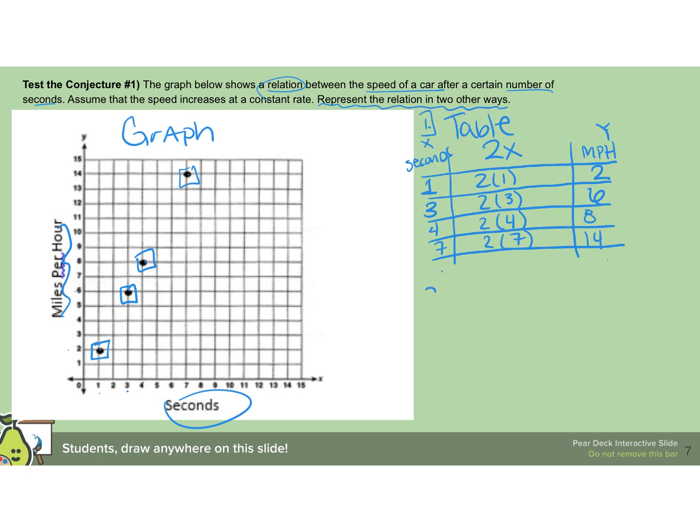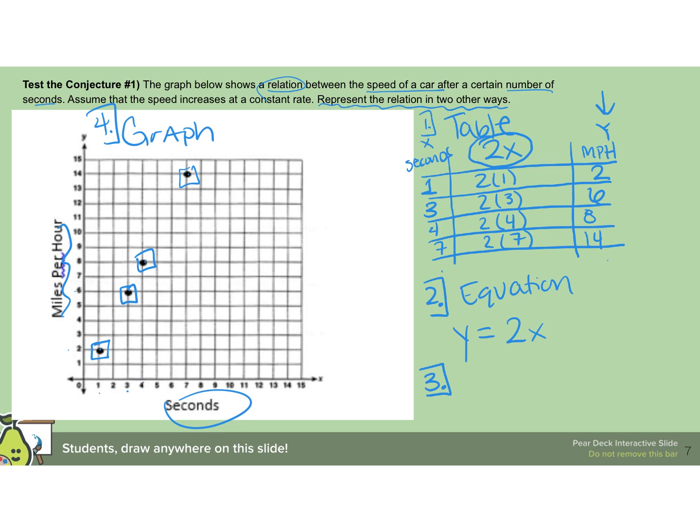Next is the equation. If I wanted to represent this graph or this table as an equation, you're always going to start with writing y equals, and then whatever your expression is in the middle. That's it. Y equals 2x. And then the last way, the fourth way, technically, because the graph, I guess, would be 4.